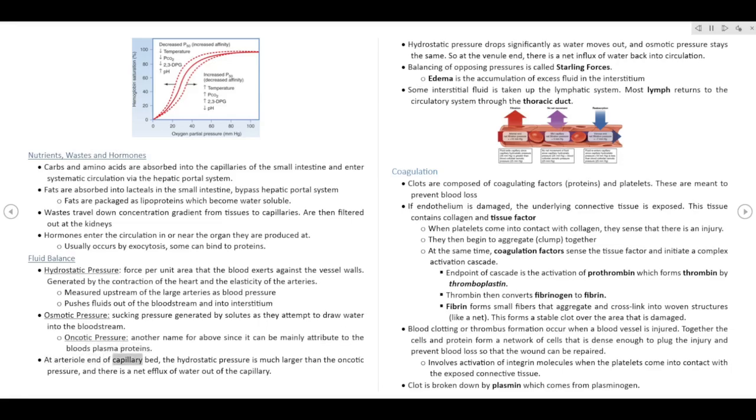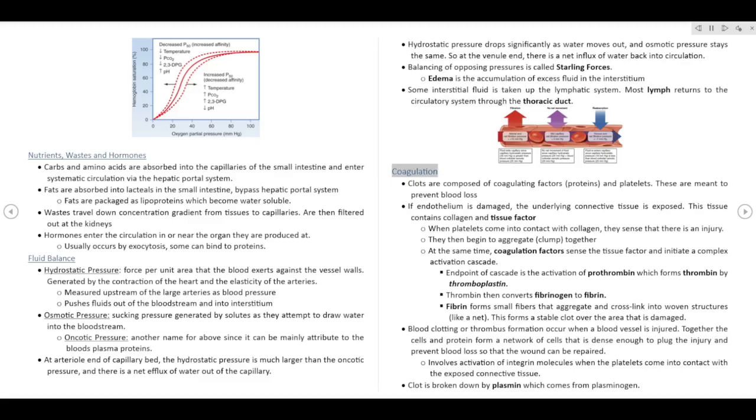At the arterial end of the capillary bed, the hydrostatic pressure is much larger than the oncotic pressure, and there is a net efflux of water out of the capillary. Hydrostatic pressure drops significantly as water moves out, and osmotic pressure stays the same. So at the venule end, there is a net influx of water back into circulation. Balancing of opposing pressures is called Starling forces. Edema is the accumulation of excess fluid in the interstitium. Some interstitial fluid is taken up by the lymphatic system. Most lymph returns to the circulatory system through the thoracic duct.